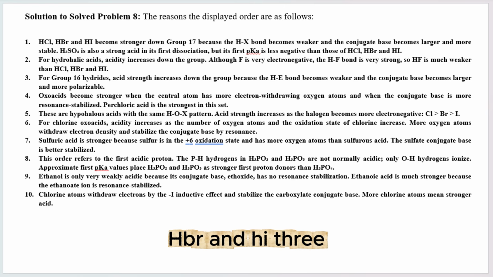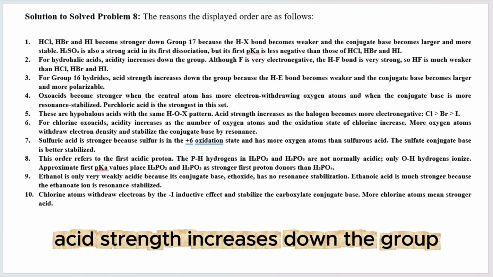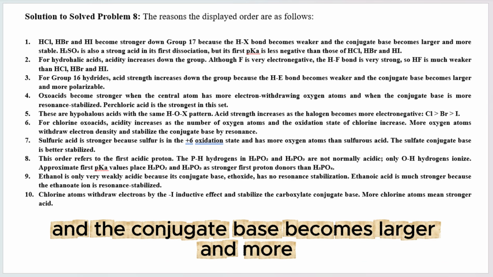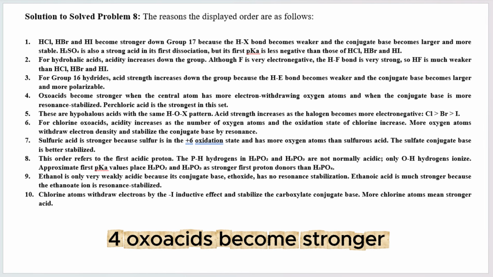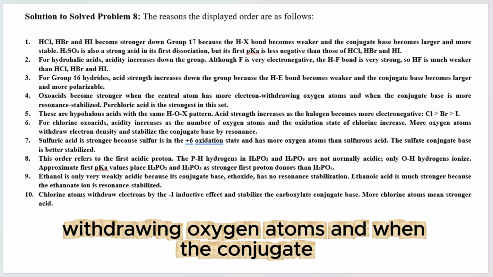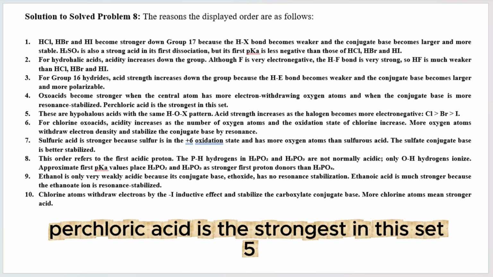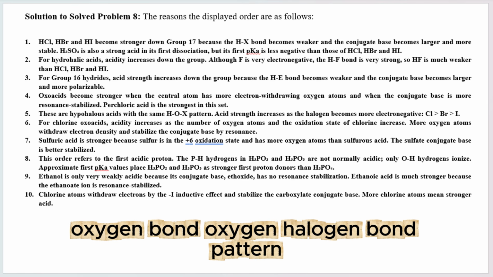and HI. 3. For group 16 hydrides, acid strength increases down the group because the hydrogen-element bond becomes weaker and the conjugate base becomes larger and more polarizable. 4. Oxoacids become stronger when the central atom has more electron-withdrawing oxygen atoms and when the conjugate base is more resonance stabilized. Perchloric acid is the strongest in this set. 5. These are hypohalous acids with the same hydrogen-oxygen bond, oxygen-halogen bond pattern.